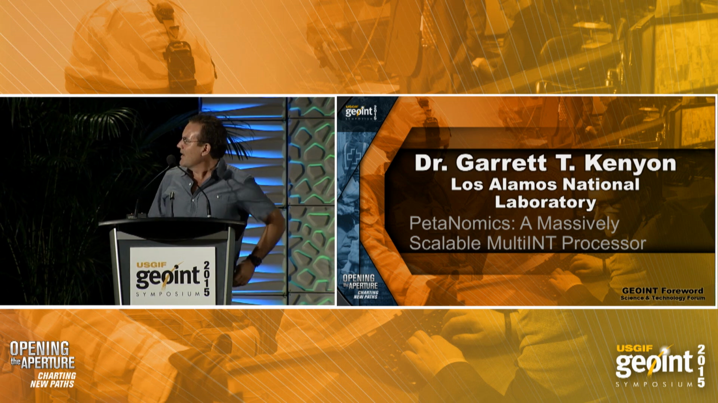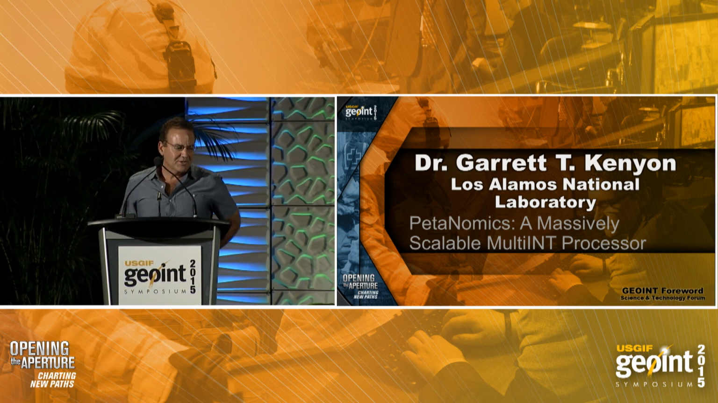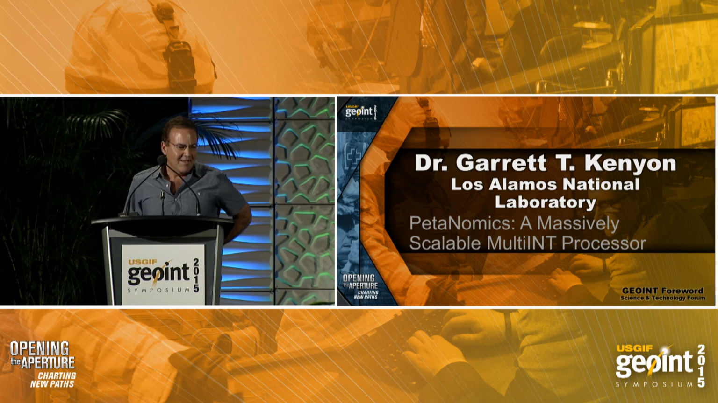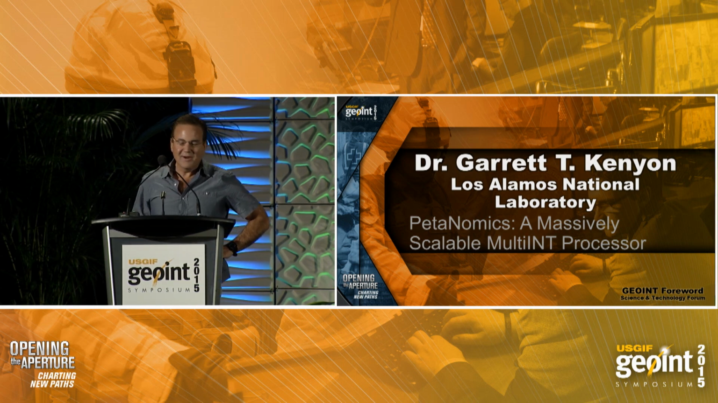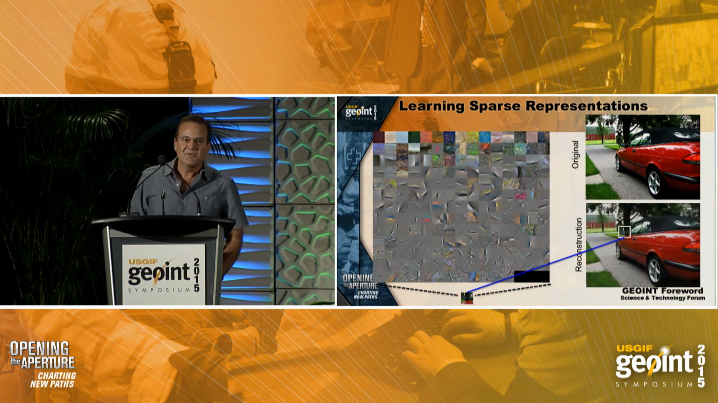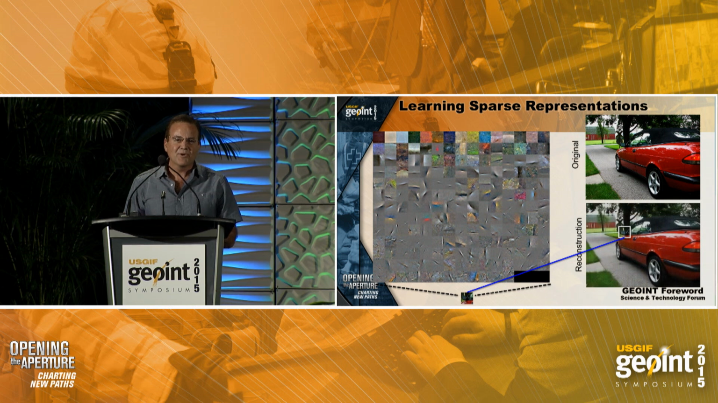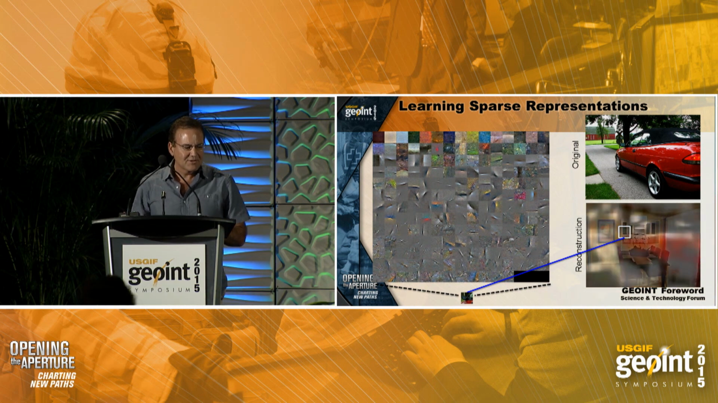I'm going to talk about sparse coding approaches to a multi-INT processor. Sparse coding is actually very easy to understand if you're not familiar with it. Sparse coding is a technique for learning a basis that is optimal for representing a given data stream. In this example, the data stream is a set of photographs, and this is supposed to be a movie. I think the movie's actually starting finally.